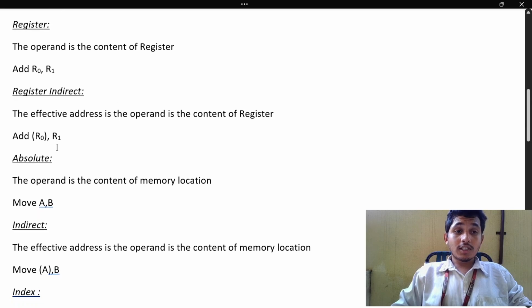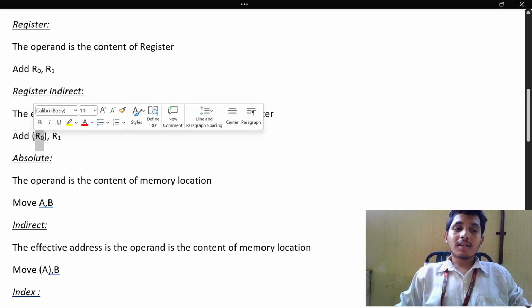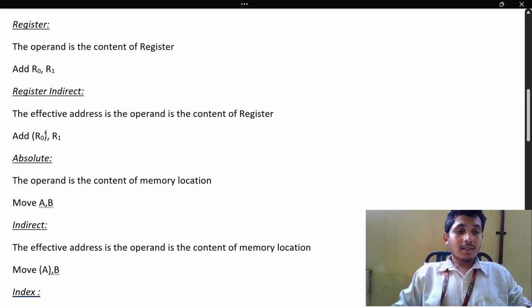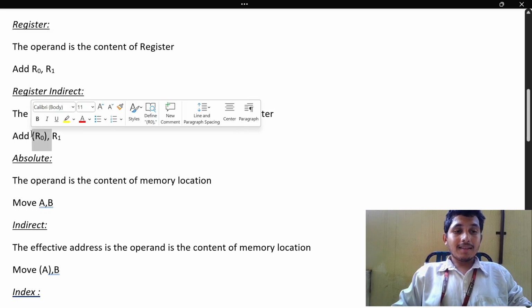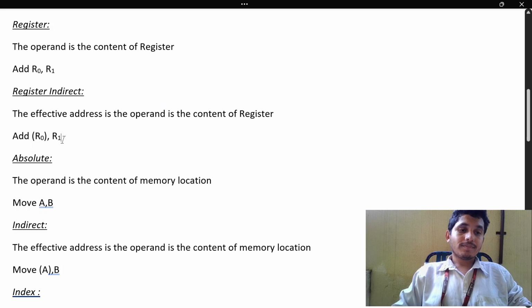The third type is register indirect. In register direct we have contents directly placed in R0 and R1, but in register indirect, in R0 we have an address. That address contains the operand. In R1 we directly have the operand, but in R0 we have the address of the operand. So if you access R0, you will have the address. You have to again access that address in order to get the operand. That's why the address is represented by parenthesis of R0, comma R1.